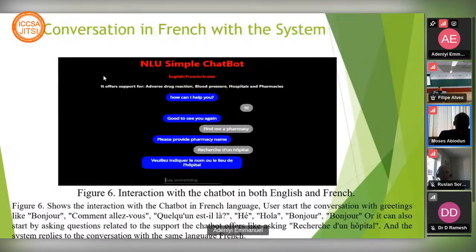Now, you can see the interaction with the chatbot in the French language. Users start the conversation with greetings like bonjour, and then comment allez-vous, and from there, the system responds by talking to them about the hospital. The system replies in the same language, which is French, as you can see there. Next slide.